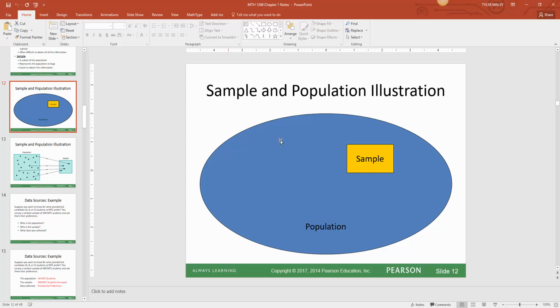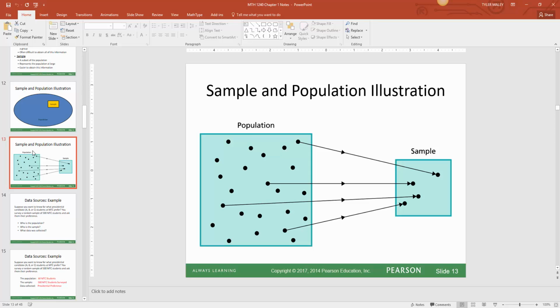So here's a slide to illustrate that. This blue circle is all the population, and what we do is take a small part of that and call that our sample. It's just a small part of the population. And here's another illustration that shows the same thing. All these dots are different data points in the population, and notice only some of them are being brought over into the sample. We only pick some.